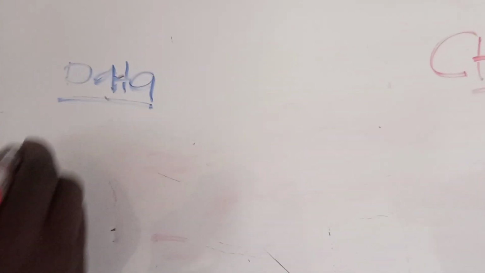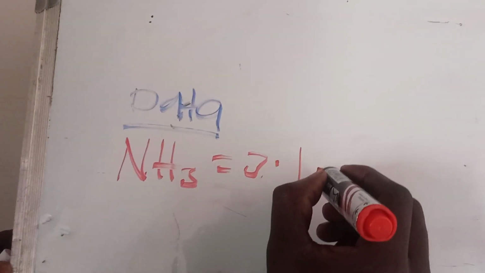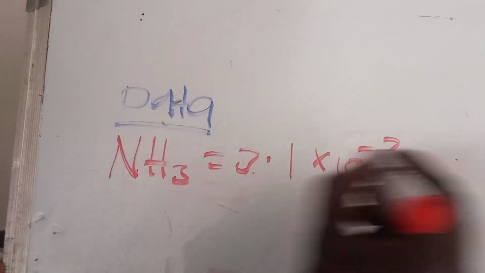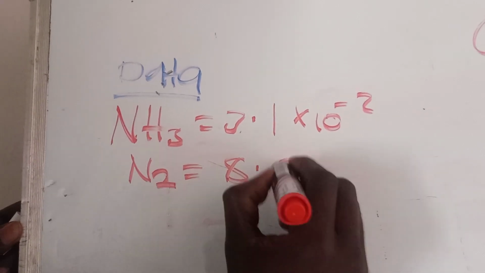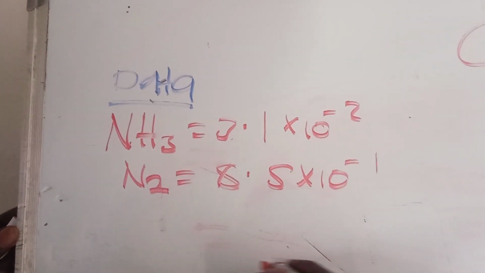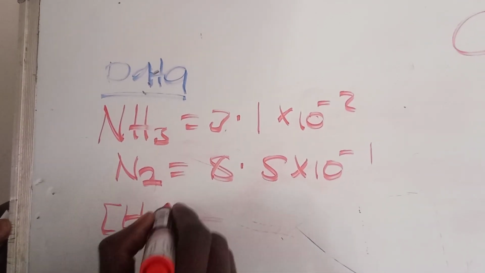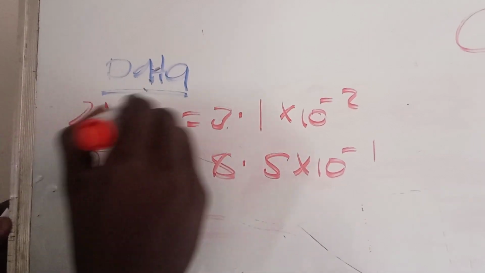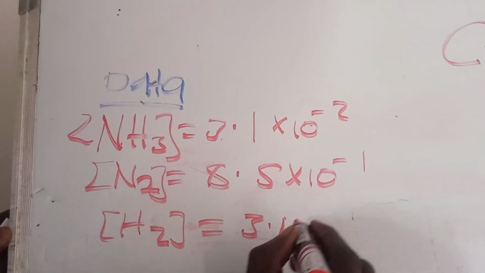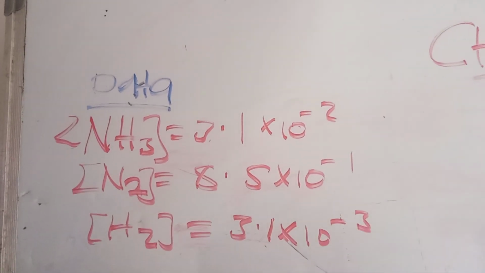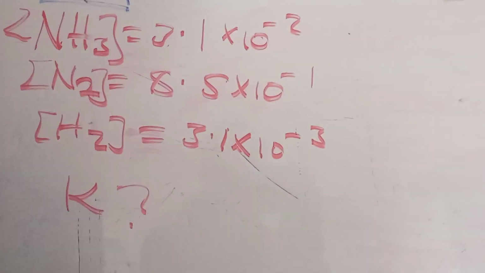As the data is provided, write your data clearly, indicating what you have. You have ammonia equal to 3.1 times 10 to the negative 2. You have nitrogen equal to 8.5 times 10 to the negative 1. Then you have the concentration of hydrogen equal to 3.1 times 10 to the power of negative 3. Hence the question is, what is your K?